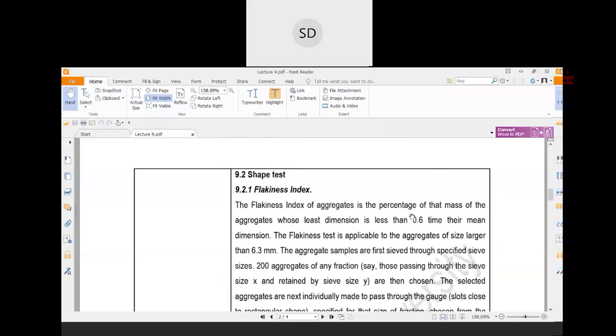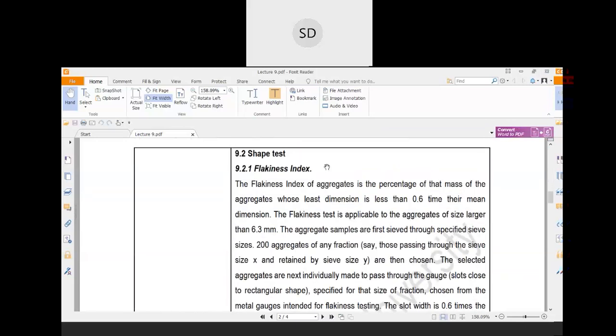Now another test is the shape test. In your lab, you have conducted two tests for the shape test. One is the flakiness index test and another one is the elongation index test. Besides this flakiness and elongation index, there is another test which is called the angularity number test.